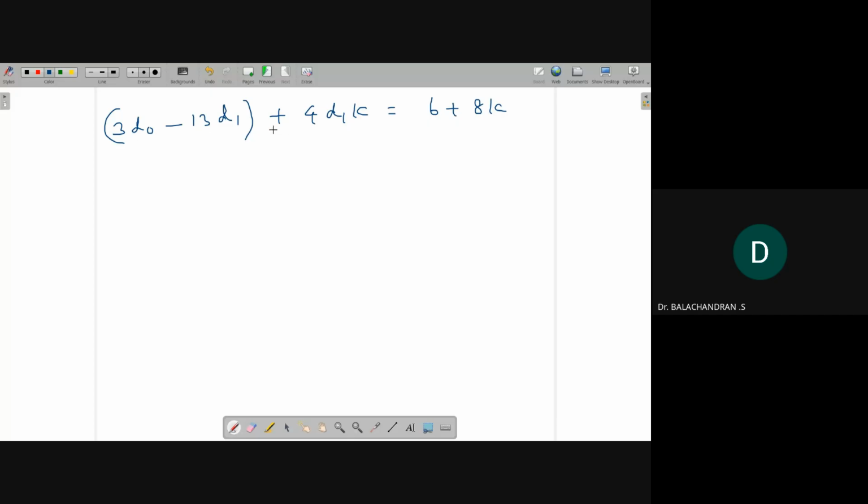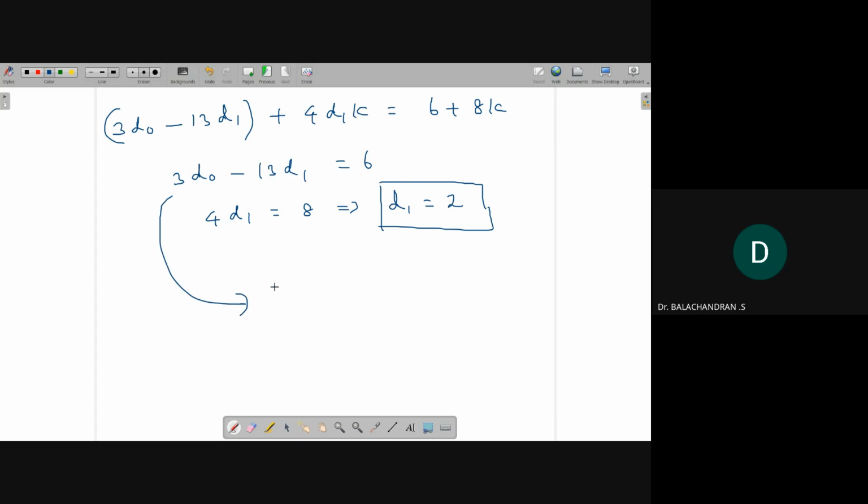Compare the constant term. We get 4 d naught minus 13 d1 equal to 6. Similarly, compare the coefficient of k. So 4 d1 equal to 8, which implies d1 equal to 2. We need to find the d0 and d1 values, so now substitute d1 here. So 4 d0 is equal to 6 plus 26.